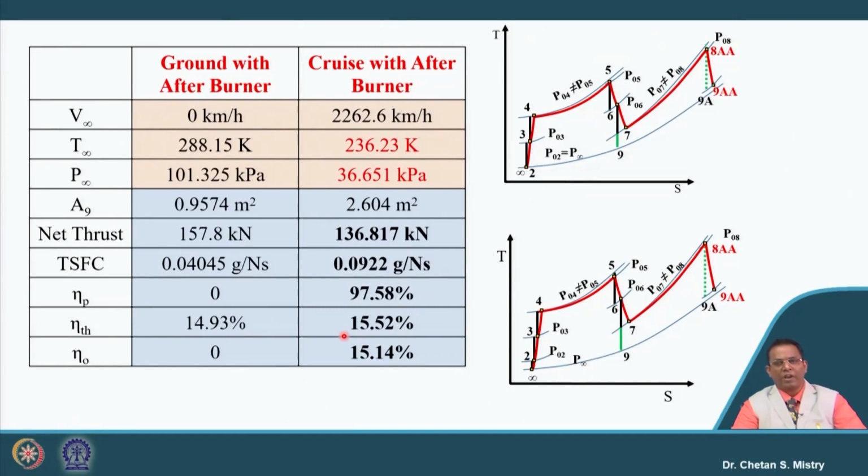So, let us try to understand what is happening when we discuss the ground condition as well as the cruise condition, in terms of change of different parameters like pressure ratio, turbine entry temperature, afterburner temperature, and then we will be discussing the impact of mass flow rate.